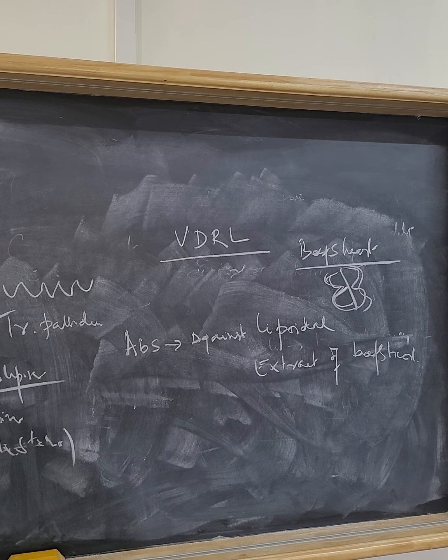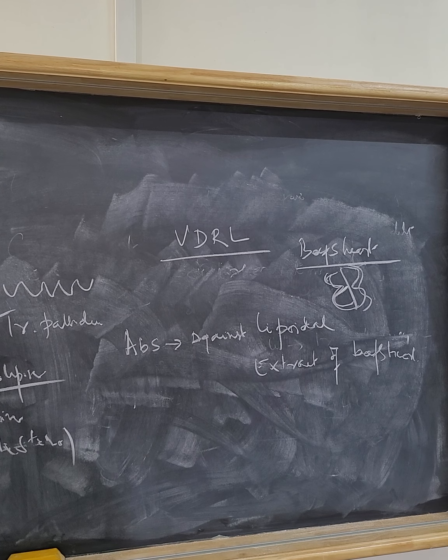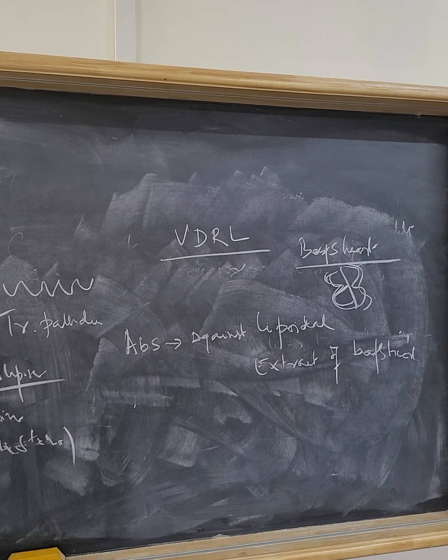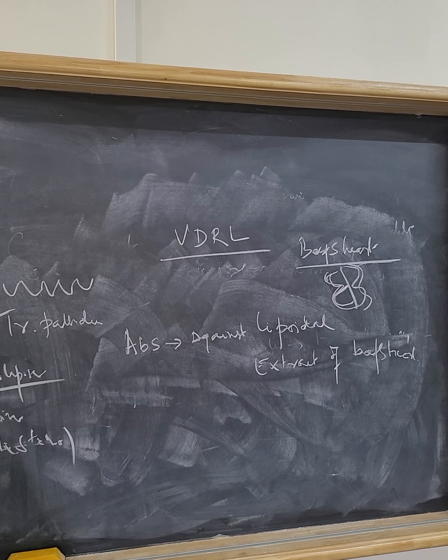This is an MCQ which is asked in your PG entrance examination. So what is VDRL antigen? They will ask so many things, and one of them you should know is that it is a lipoidal extract, cardiolipin. A patient suffering from syphilis develops antibodies against lipoidal extract of beef heart. Lecithin and cholesterol are added for flocculation.